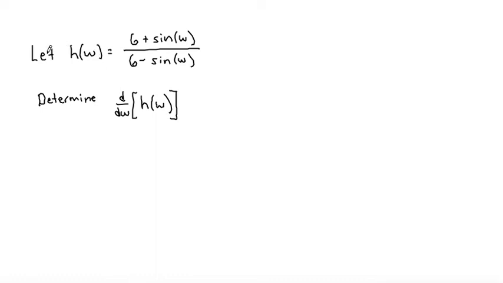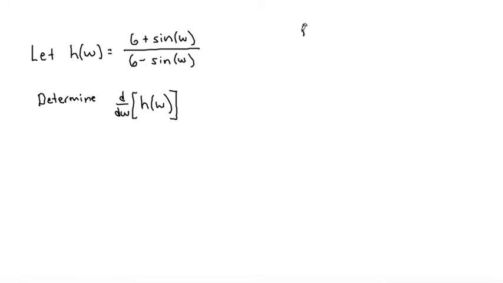All right, so this problem says to let h of w equal 6 plus sine of w over 6 minus sine of w. And we want to determine the derivative of h of w, where we're using w as the variable. So first we need to look at the overall structure of our function. This function is a quotient of a function of x on top and a function of x on bottom. So we need to use the quotient rule.